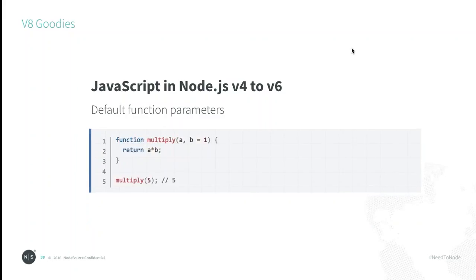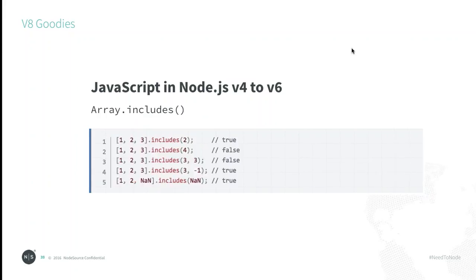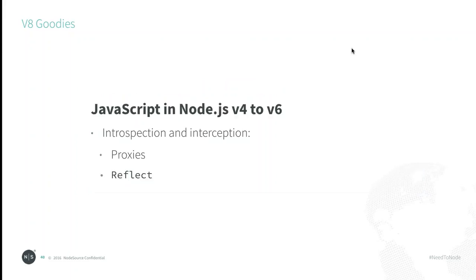Default function parameters. Potentially makes an API more confusing, but can be useful. If you want to have a method that takes an optional number of arguments, you can apply defaults. That will be applied if the caller doesn't give that argument. Array includes, finally, we don't have to do array.indexOf and compare it to -1. You can now just call includes and you'll get a boolean. This is great news. Something that really needed to be added.